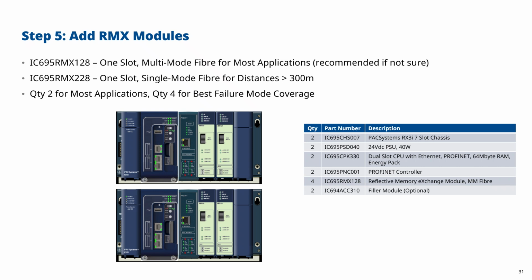And then we've got 2 of everything, apart from the RMX, of course, where we've got 4. So again, nice, simple part numbers. We've got the chassis, the power supply, the CPU, the PROFINET controller, the RMX modules, and a filler module in each chassis, and then multiplied by 2 for redundancy.